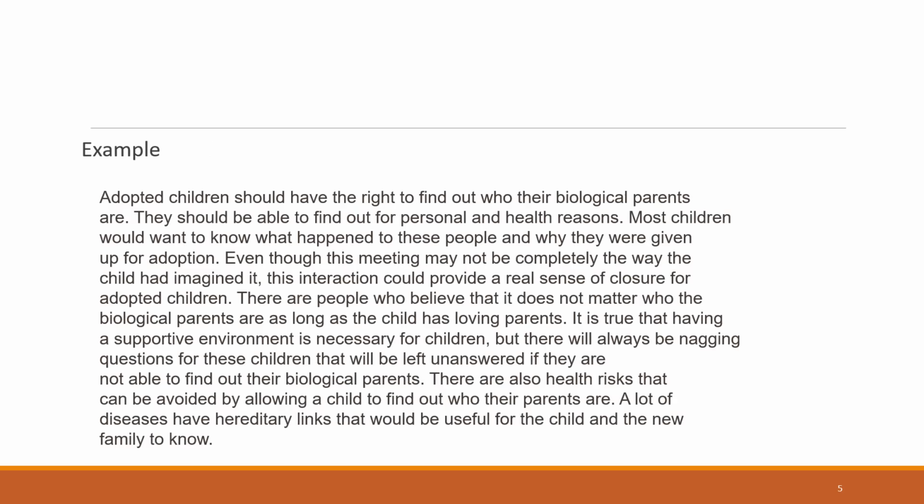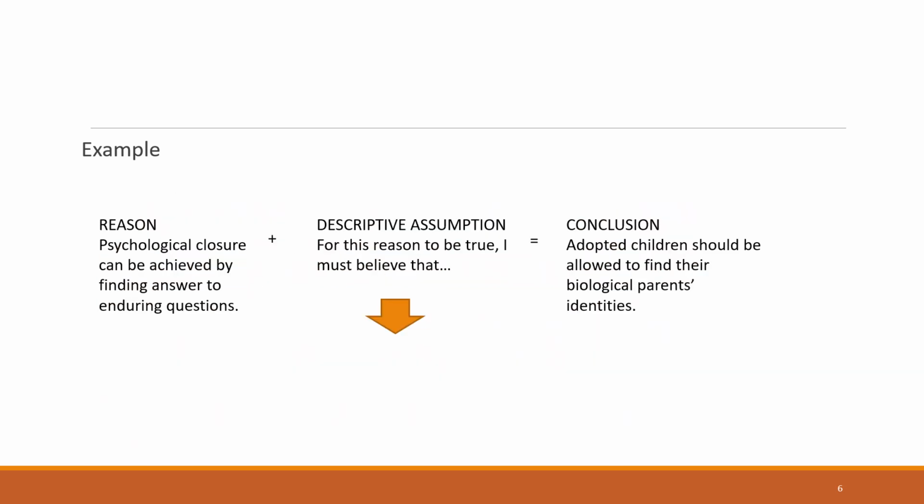All right, so let's look at our first example. Take a moment to pause and read this example to yourself. Now, I'm going to identify one of the reasons given in the argument: psychological closure can be achieved by finding answers to enduring questions. Therefore, jumping to the conclusion, adopted children should be allowed to find their biological parents' identities.